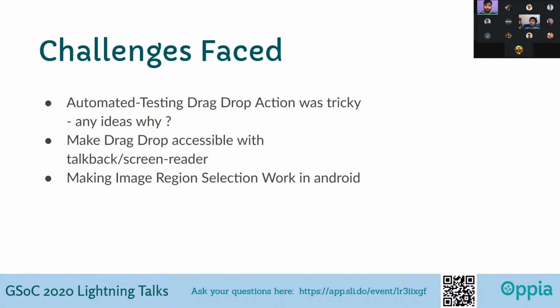So for those who don't know, a drag and drop action is a combination of 2 actions. If you break it down, it would be like hold the item, and then move the item. So drag is like a long press, not a short press. And testing that was a bit difficult. Can anyone tell me why it was a bit tricky? I'm especially talking about the automated testing.